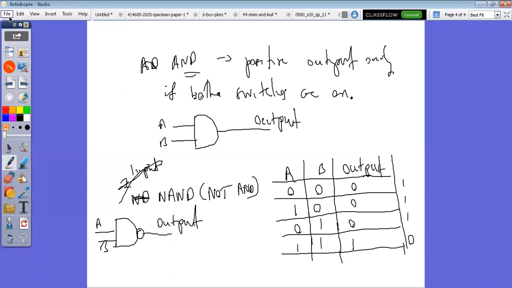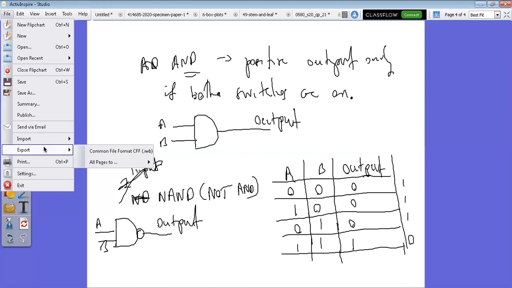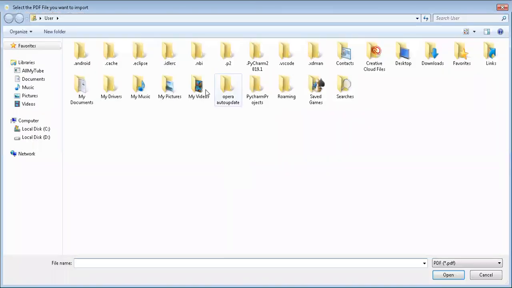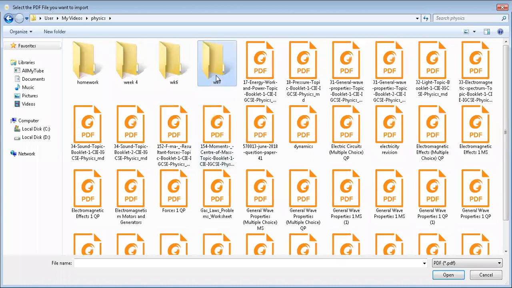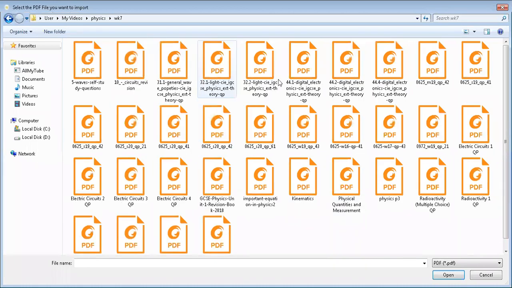Then we have to apply. Let's see how we apply in questions when we combine these gates. Okay. Let's see physics past papers. Digital gates.